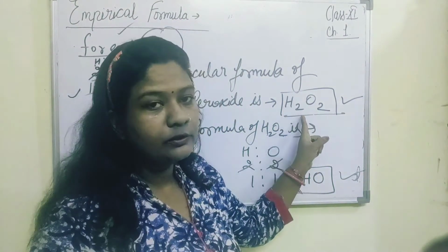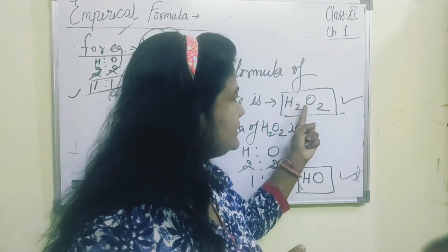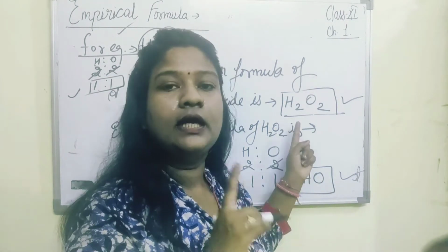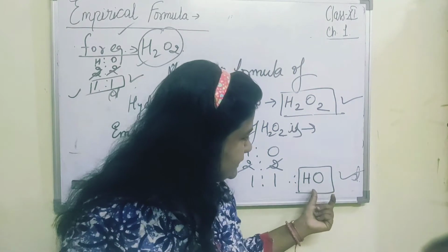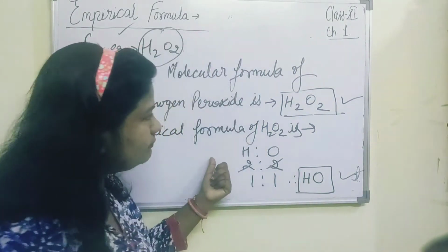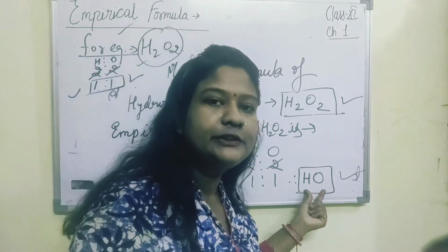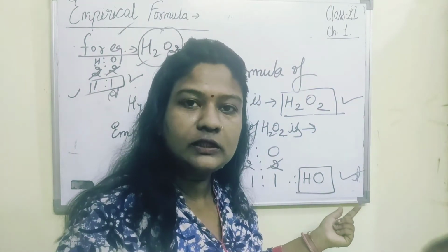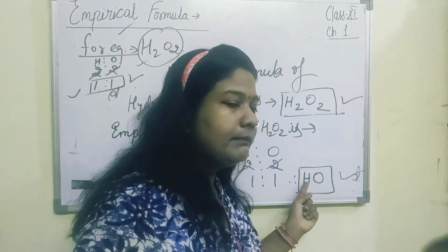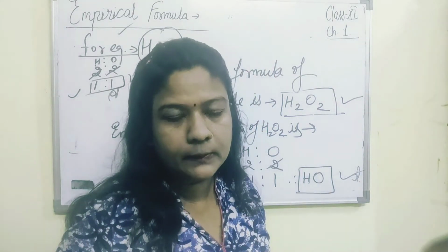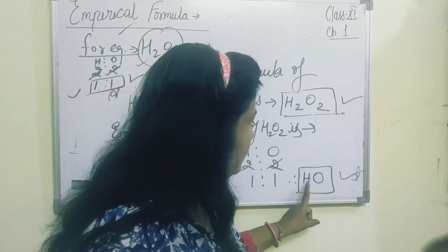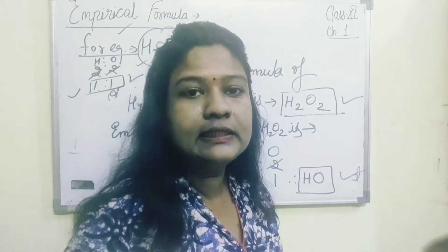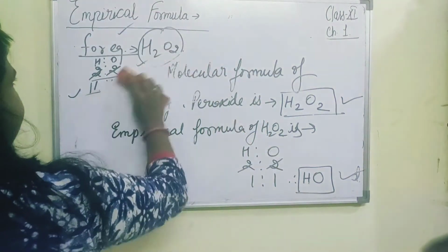Hydrogen peroxide ka molecular formula when you see, that is H2O2. This represents the actual number of atoms present in hydrogen peroxide. And when we see the empirical formula of H2O2, that is HO, because it represents only the whole number ratio of all the atoms of different elements present in one molecule of the compound. Okay, 1:1. Another example we can take, suppose acetic acid.